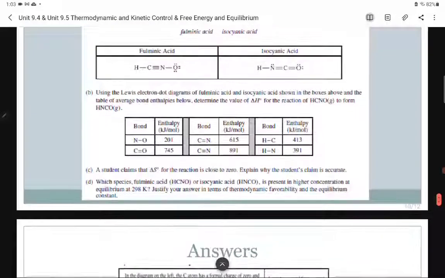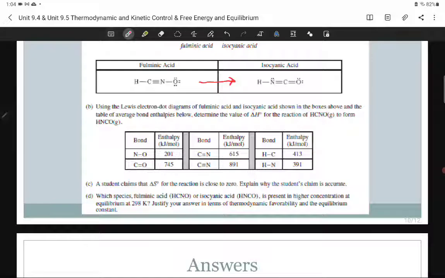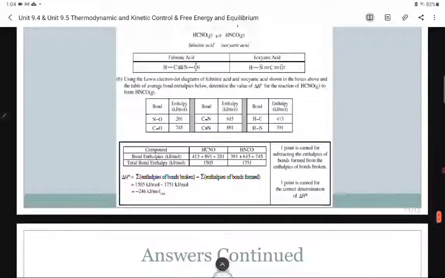Part B, use the Lewis dot diagrams that are shown there to figure out the bond enthalpies and determine the value of delta H for the reaction. So the reaction is left to right there. So you got to go find all those bonds, and these are all needed to be broken. So they have to be absorbed energy, so they have to be positive numbers. And then all these bonds are formed, so when you get all those values, those have to be negative. And I think they probably have an answer for this one. They do.